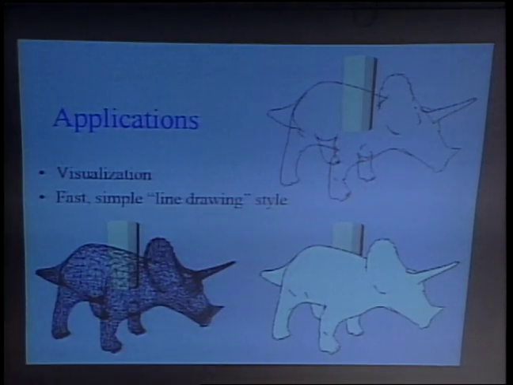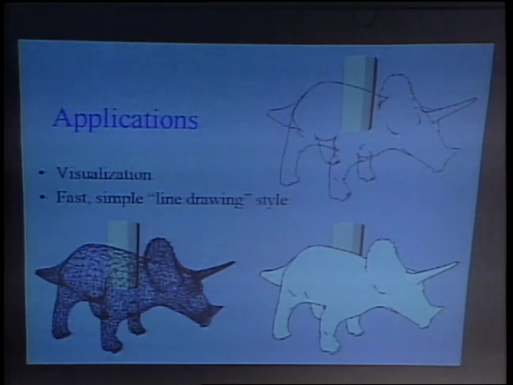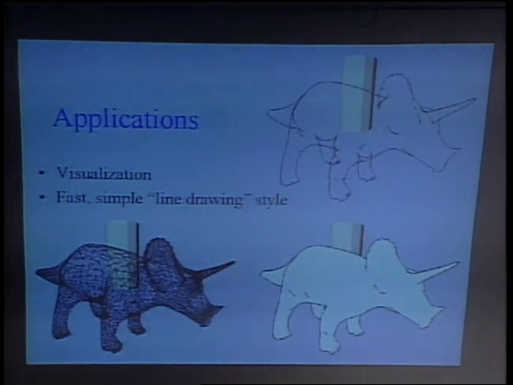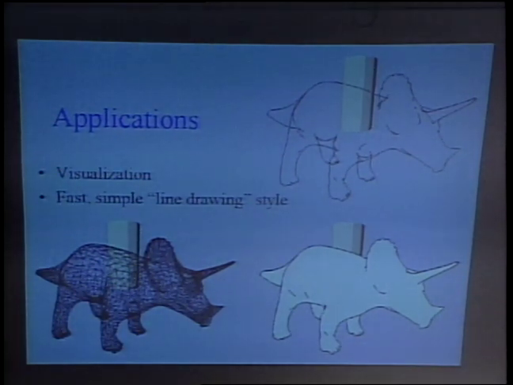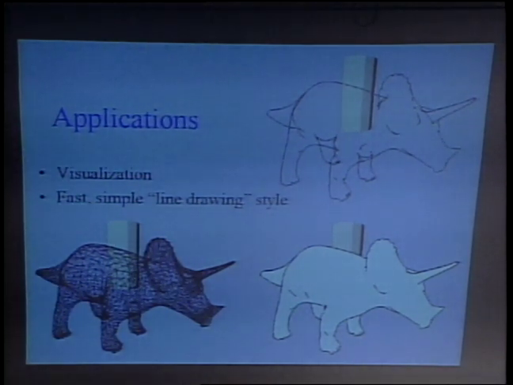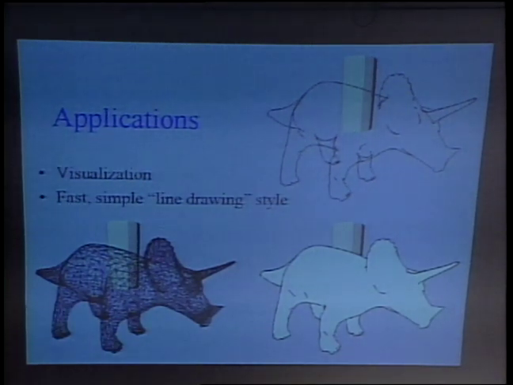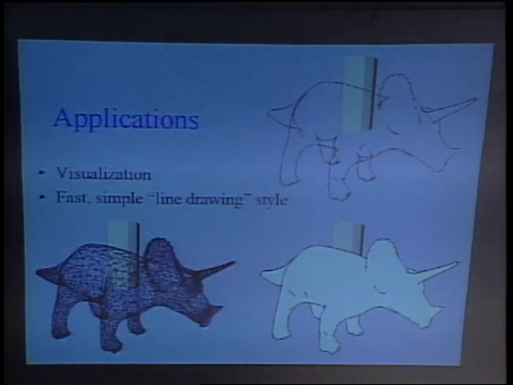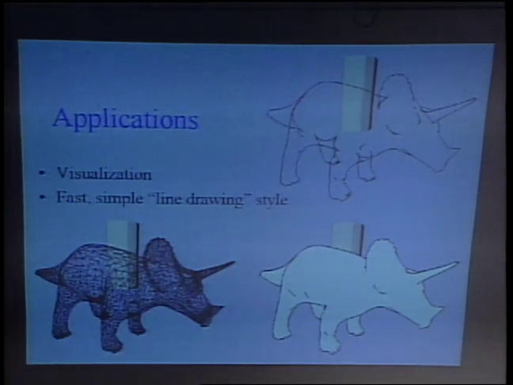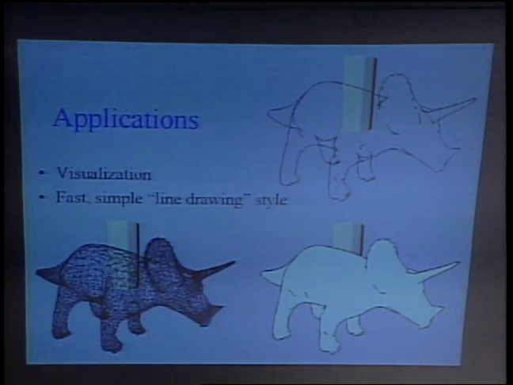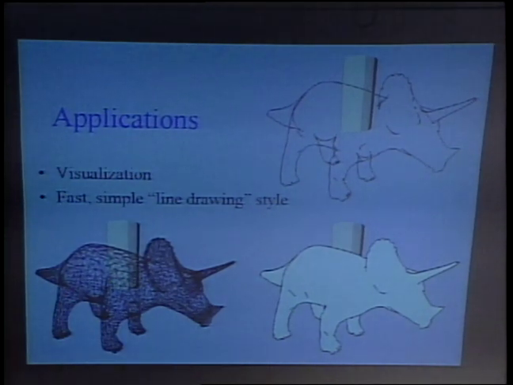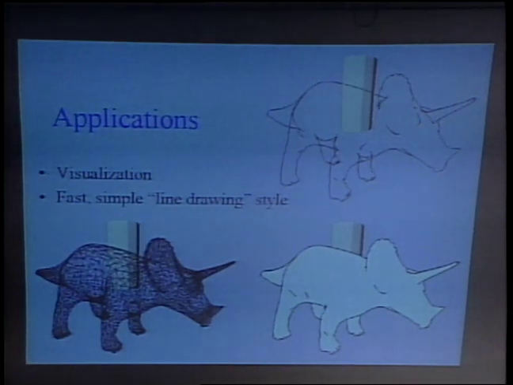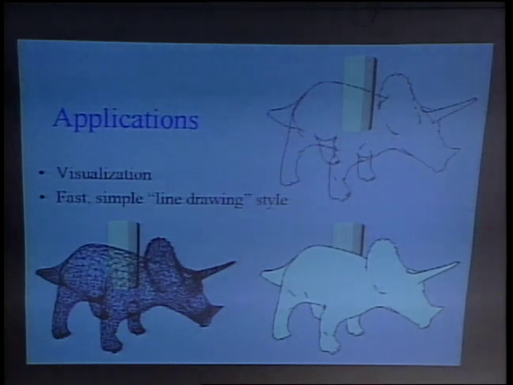So how can you use this? Well, it's kind of a strange slide. I just wanted to cram everything on here. One use would be a simple, fast line drawing style, and that's what you see in the lower right. You just detect the silhouette edges, and then you draw them in OpenGL or whatever you like. Then draw the triangles of the model as well in OpenGL, in this case without any shading, and you get something like that. It looks like a simple line drawing. And this is very low overhead.